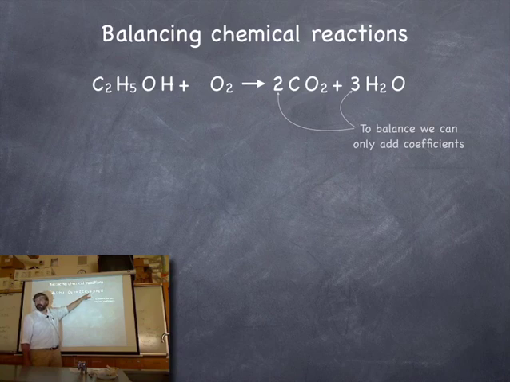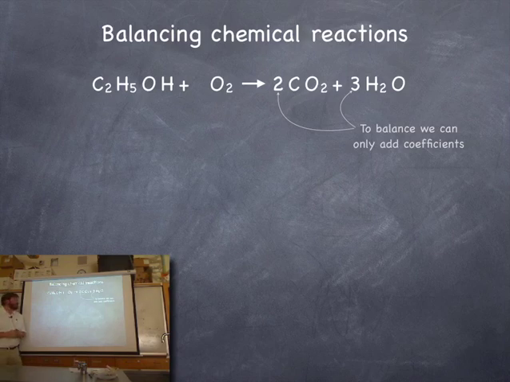2 times 4, or 2 times 2 is 4. 3 times 1, so I have a total of 7 oxygens on the right-hand side. The coefficient multiplies through all of the subscripts. The coefficient multiplies all of the subscripts.